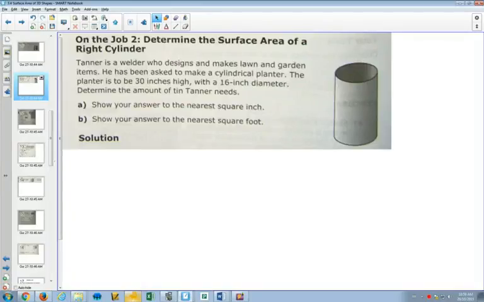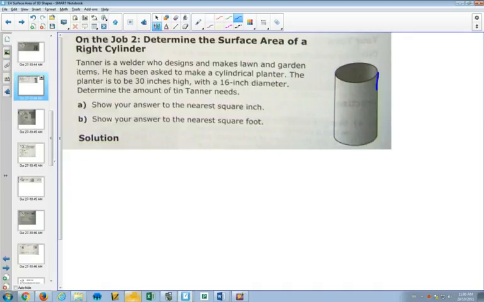And on this question, we've got a picture drawn for us. And as we read it, Tanner's a welder, designs and makes lawn and garden items, and he wants to make this cylindrical planter. The planter is supposed to be 30 inches high.